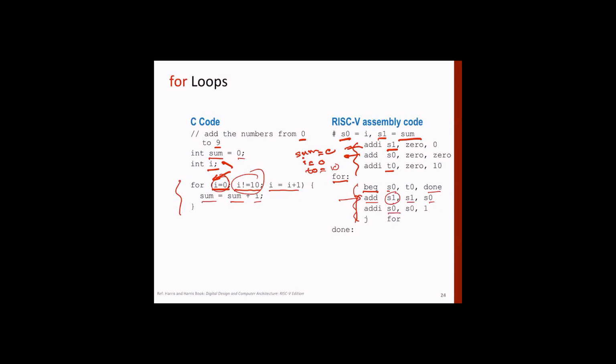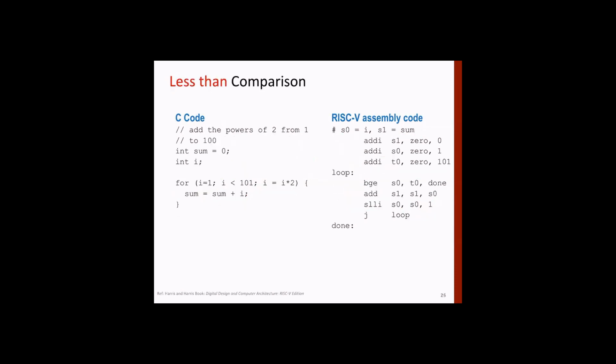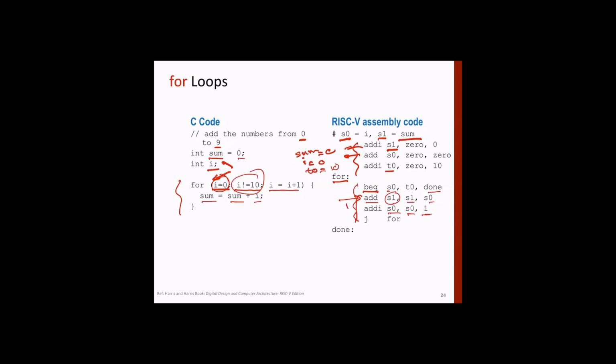And then you're increasing the value of I, which is I is in S0 register. So S0 is incremented by 1. And so I will become, initially I is equal to 0. Then after execution of this, I will become 1. Okay, then you say jump to for.